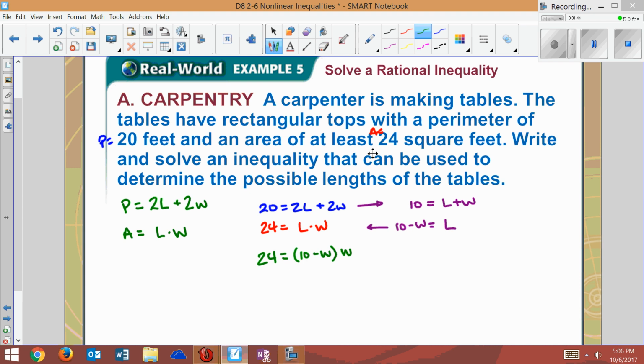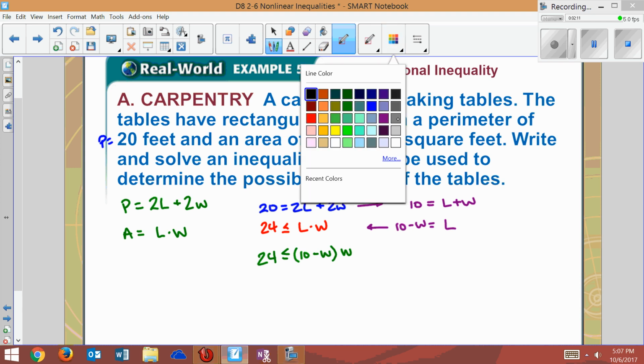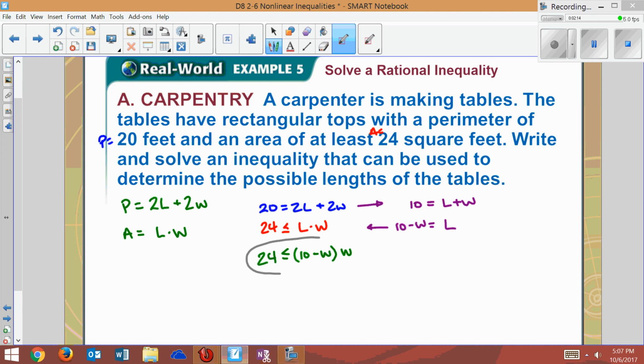And I think I just said we want the area to be at least 24. So the area can be 24 or it could be bigger than 24. Since it can be bigger than 24, the inequality opens away from it. 24 is the smallest it can be. So now when I substitute in, this inequality also needs to stay that way. Now this is my write and solve an inequality. So this is my inequality here. Let's box this up so we don't get lost. This is my inequality that could be used to solve the problem.